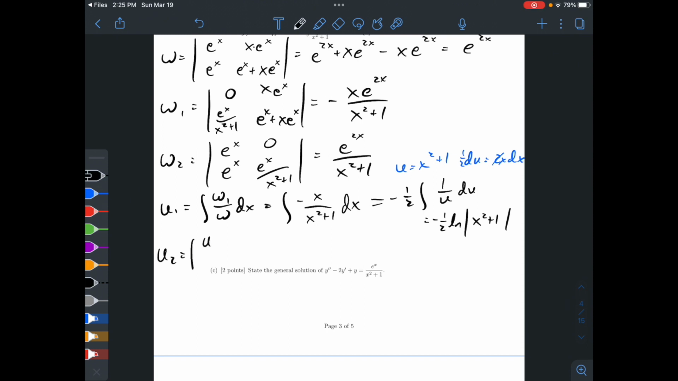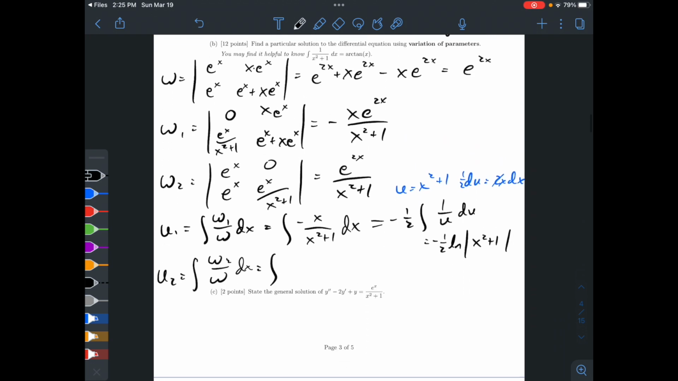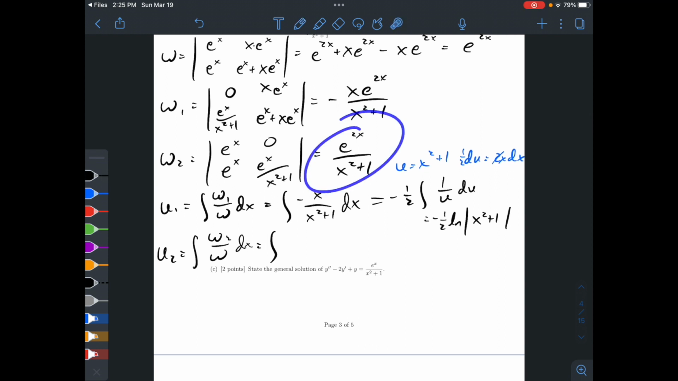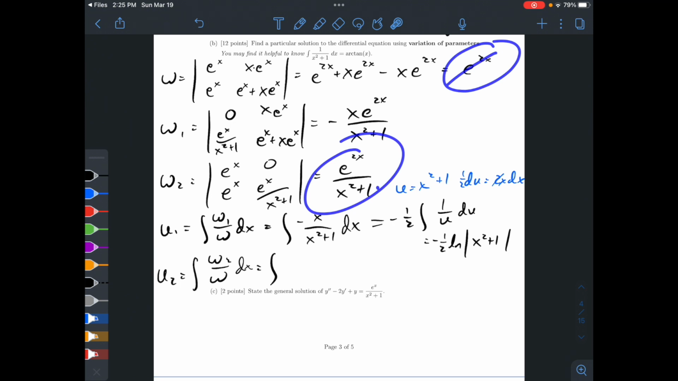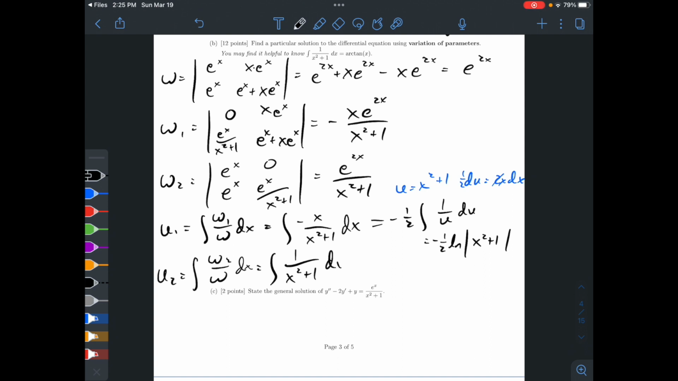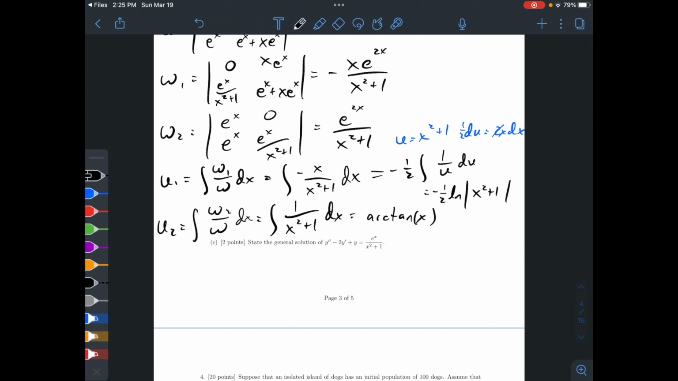What's our u2? It's W2 over W. And that is equal to, okay, here's our W2. Divide out by W. Again, the e to the 2x is just going to cancel. And we get 1 over x squared plus 1 dx. And here, you should probably know this one, honestly. But I decided to just be nice and remind people in the exam that the integral of 1 over x squared plus 1 is just arctan. So this is arctan of x, and so that's our u2.